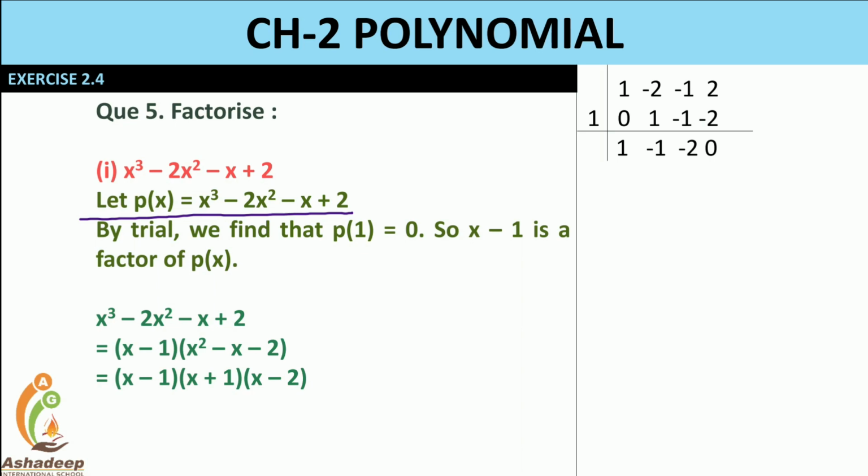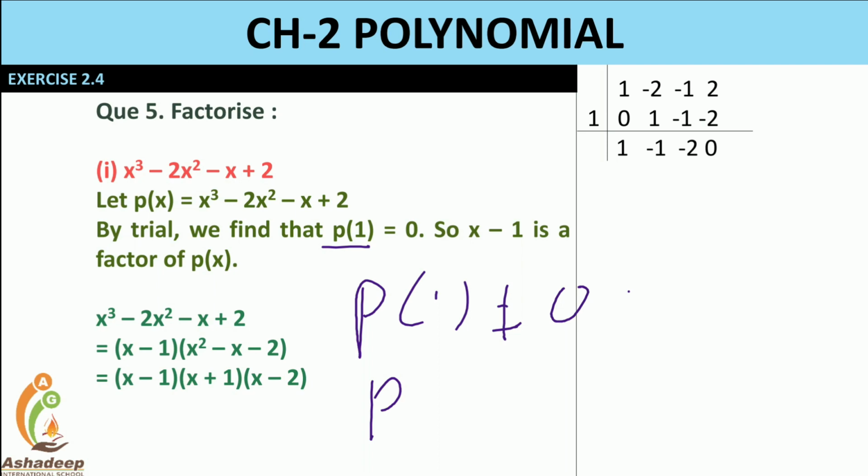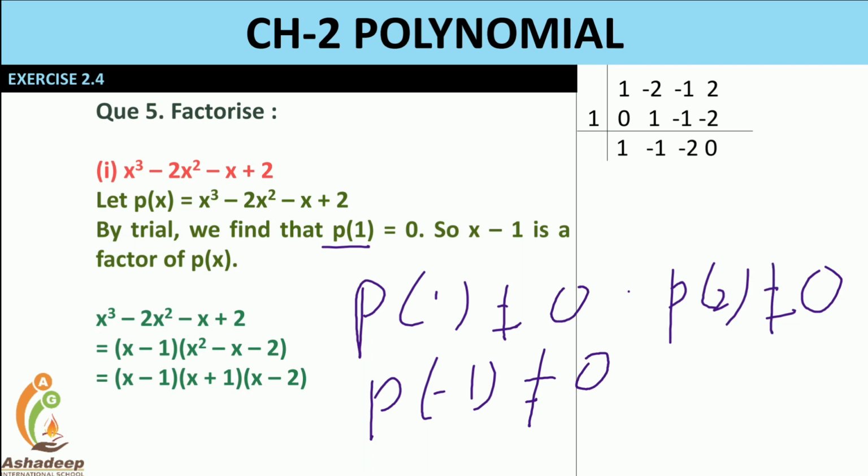we will get p of 1 is equal to 0. Now what is the trial and error method? First of all, you need to put p of 1. If it is equal to 0, we need to stop. But if it is not equal to 0, then we have to put p of minus 1. If it is equal to 0, we stop. If it is not equal to 0, we move on to p of 2. If it is equal to 0, then we stop. But if it is not equal to 0, we move ahead with p of minus 2. If it is equal to 0, we stop the process. Otherwise, we move ahead with 3, minus 3, 4, minus 4, 5, minus 5, and so on.